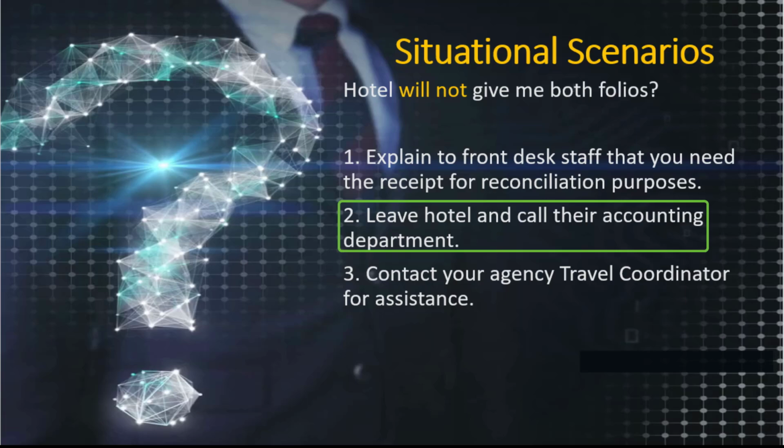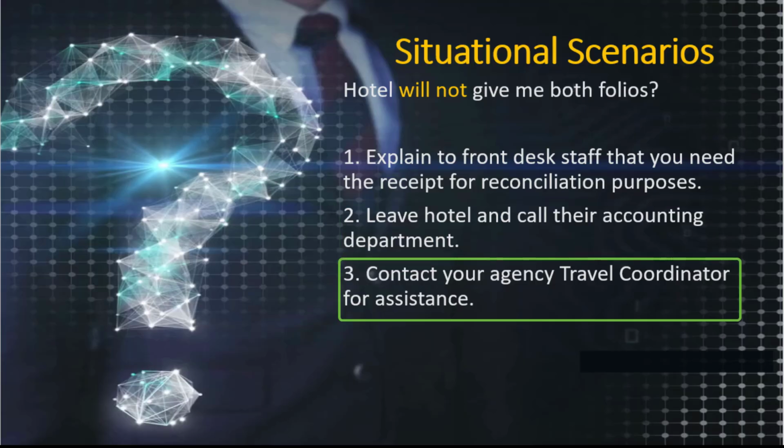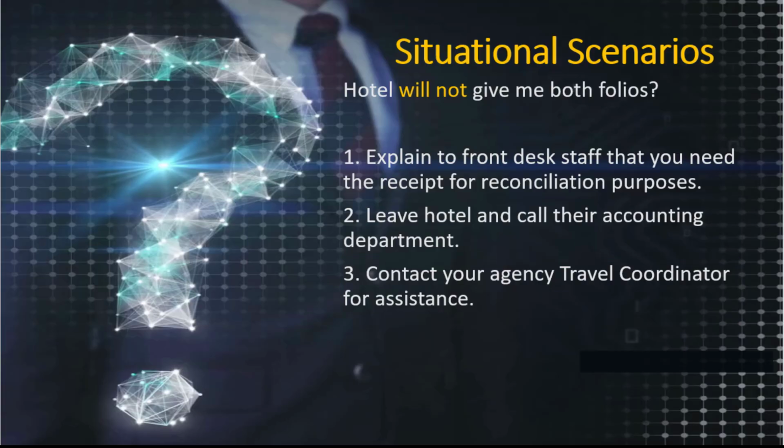The accounting department will be able to provide you the receipt as long as you provide the last 4 digits of the card, traveler name, and so on. If the accounting department is giving you issues also, then your last resort is to contact your travel coordinator for further assistance. They will be able to assist you in getting the necessary receipt from the hotel property.